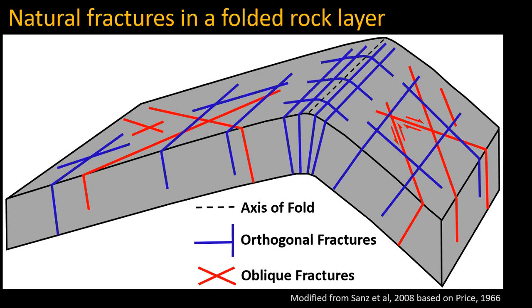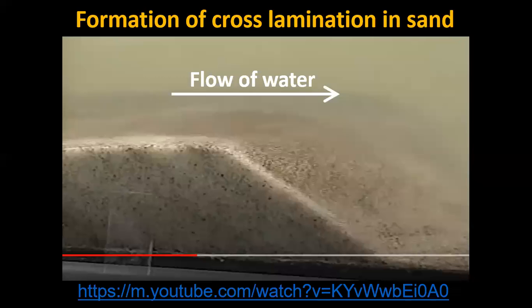In blue are fractures more or less perpendicular to each other, the orthogonal fracture set. And in red are shown fractures that are at an acute angle to each other, oblique fractures or fractures I call conjugate fracture set. They may both be present in a rock layer, or there may be only one of those in a given rock layer. But you'll see those along the trail.